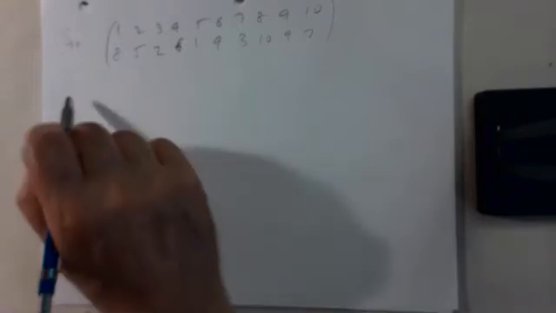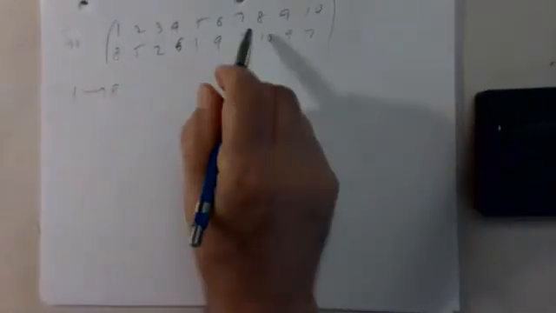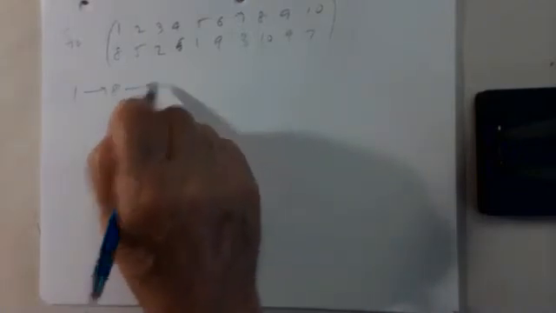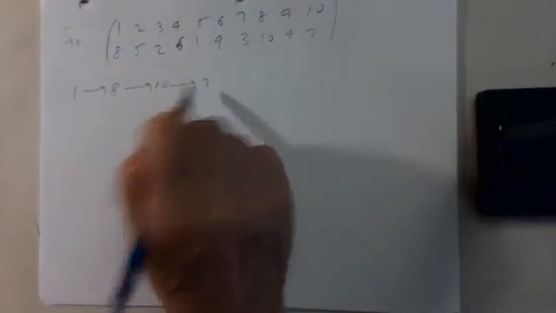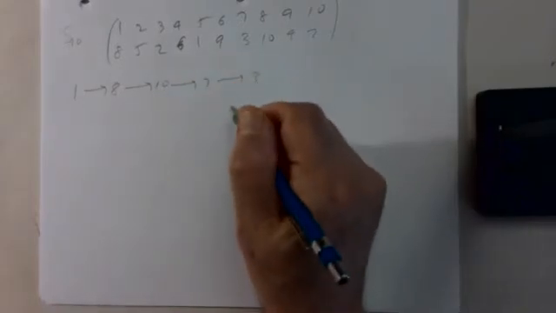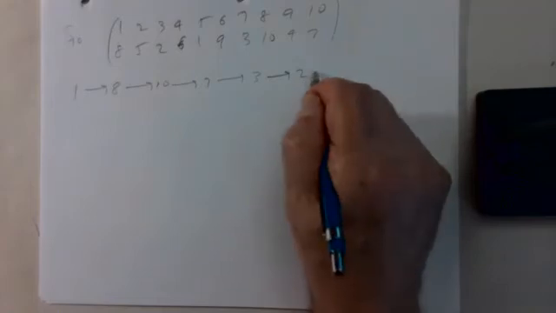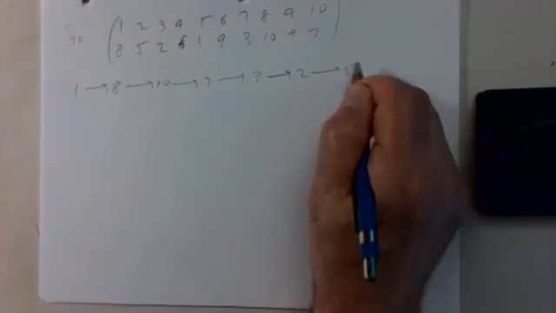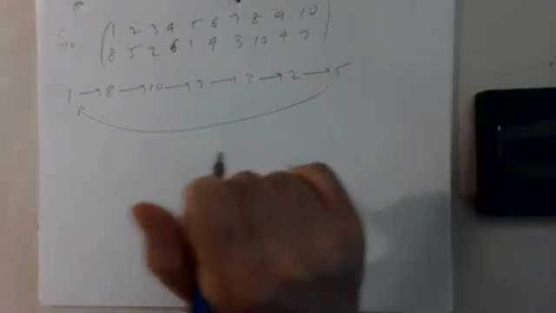Let's take a look at this. The number 1 goes to 8. The number 8 goes to 10. The number 10 goes to 7. The number 7 goes to 3. The number 3 goes to 2. The number 2 goes to 5. The number 5 goes back to 1.